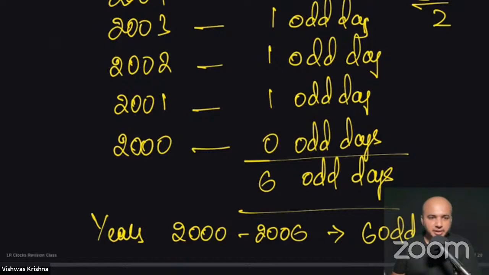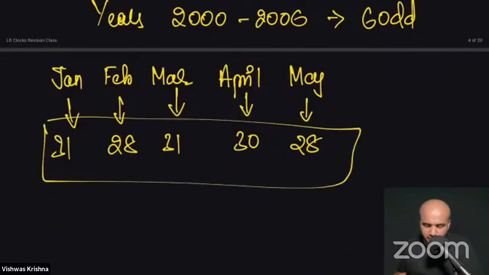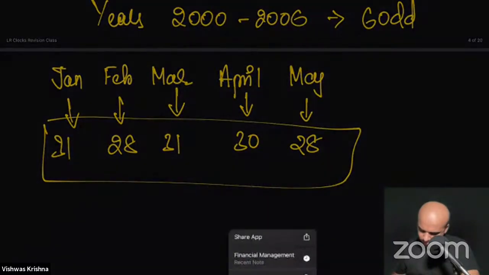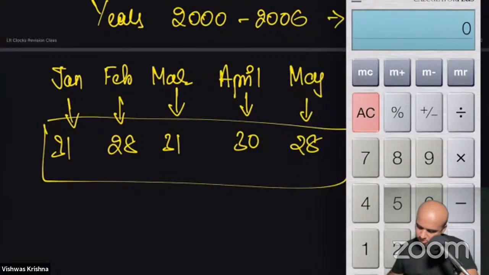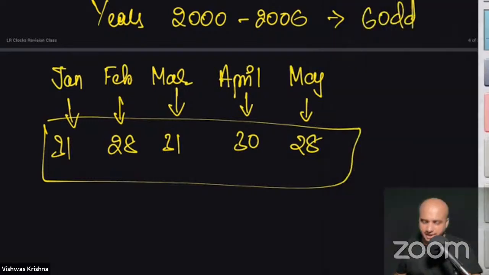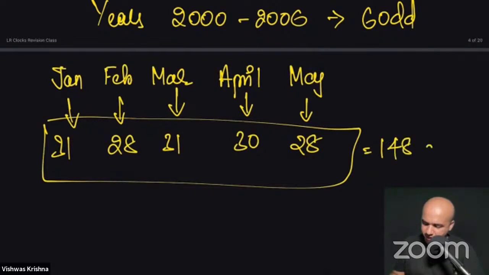Thank you. Okay. Now, tell me the number of days here. 31 plus 28 plus 31 plus 30 plus 28. Anyone? Quick. Do the math and tell me. So how much will this be? Okay, let me calculate. 31 plus 28 plus 31 plus 30 plus 28. So this is 148 days.